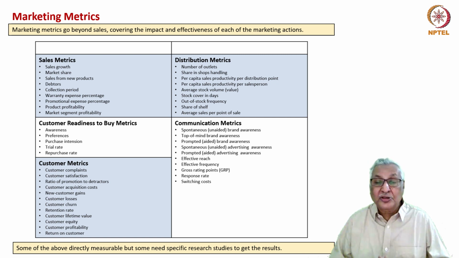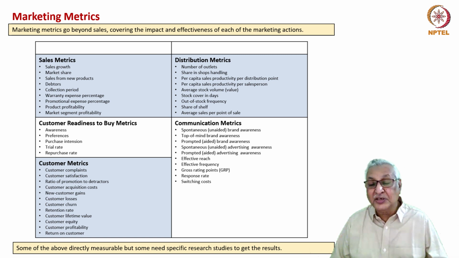Communication metrics are also equally important. Spontaneous brand awareness, unaided brand awareness, top of mind brand awareness, prompted, that is aided brand awareness, spontaneous unaided advertising awareness, prompted aided advertising awareness, effective reach, effective frequency, gross rating points, response rate, switching costs are all important metrics of communication. Some of the above are directly measurable, but some need specific research studies on samples to get the results.